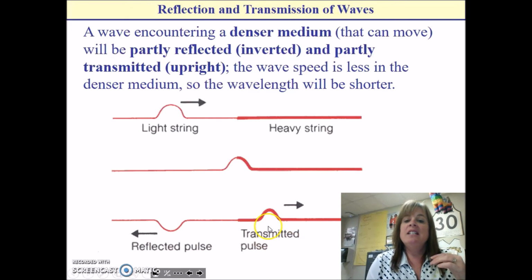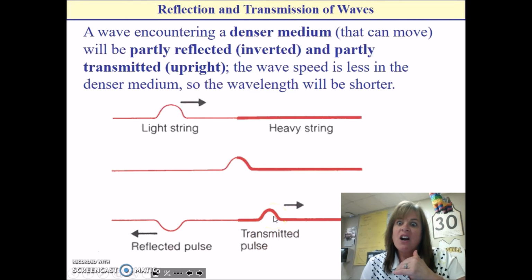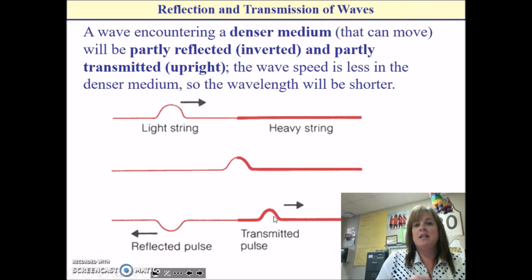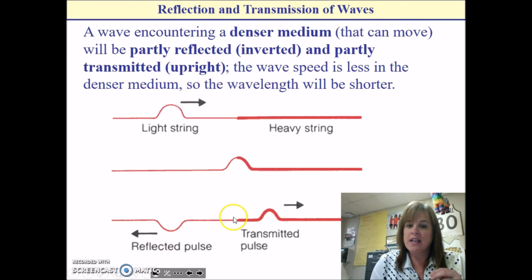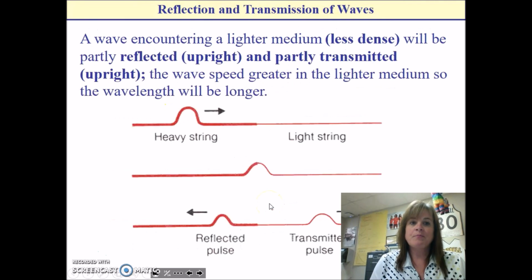Now, in the denser medium, right, denser means it's harder to move, the wave speed is going to be less, right? Speed is set by the medium. So if the medium's harder to move, the wave speed is less. And if the wave speed is less, then the wavelength is actually going to be shorter. So notice how this is a more compressed pulse than the original pulse was.